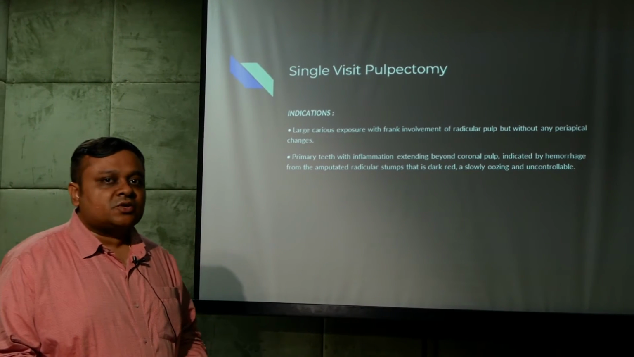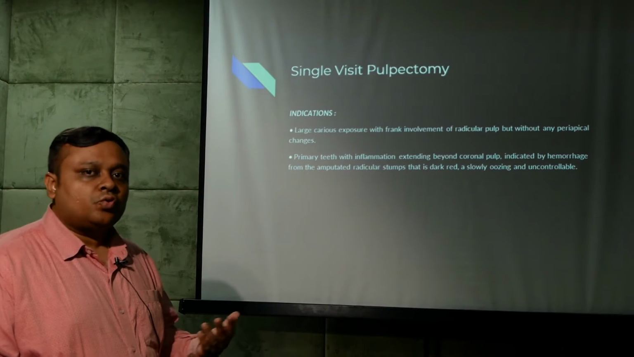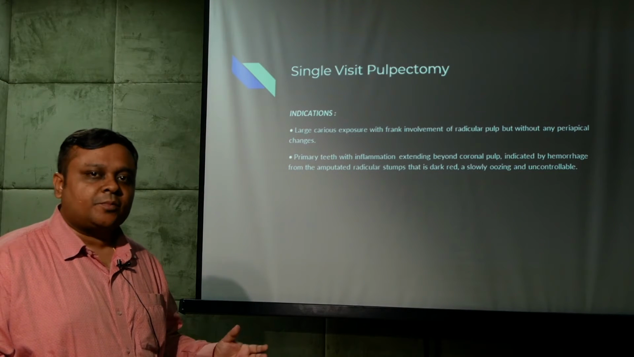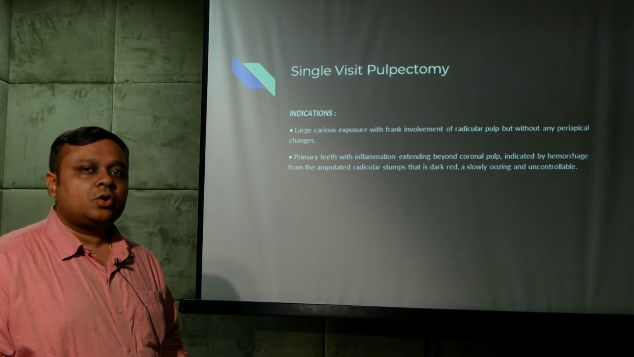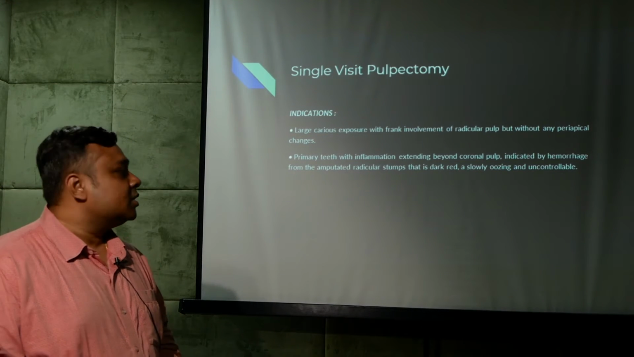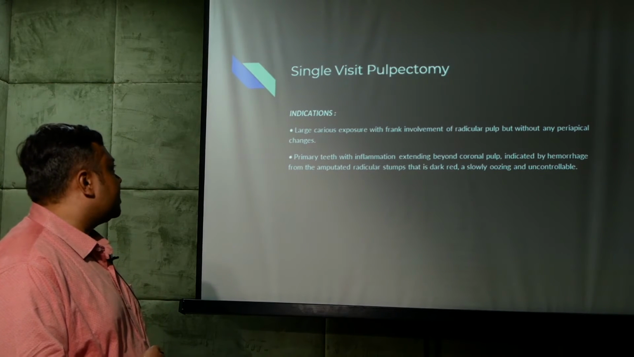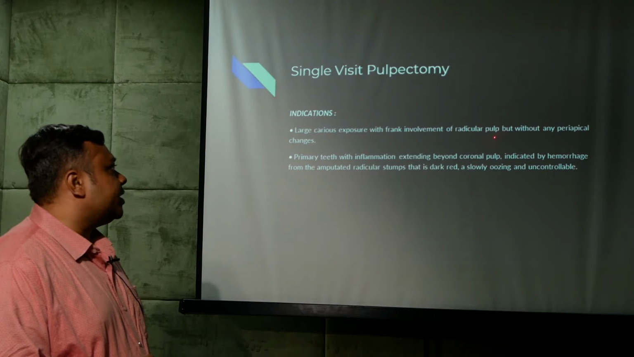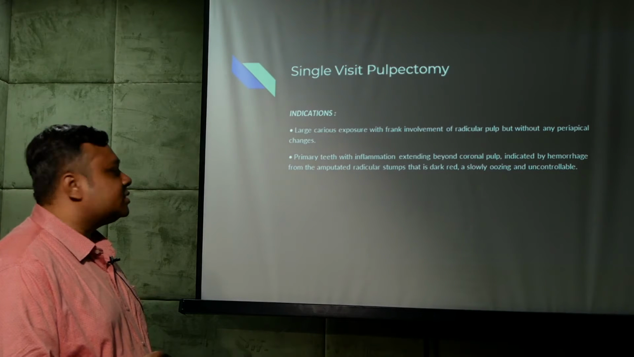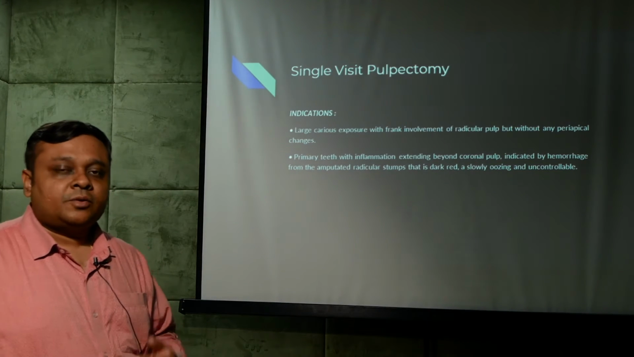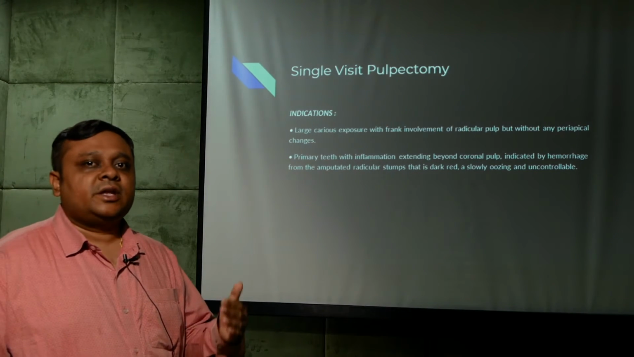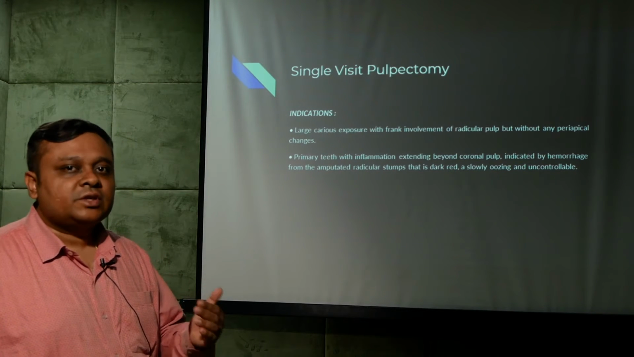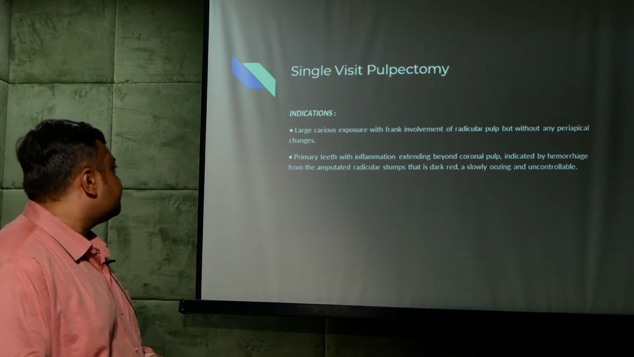So pulpectomy is divided into two parts: either a single visit pulpectomy, in which we do the entire procedure in a single appointment, or a multiple visit pulpectomy. Single visit pulpectomy indications are: large carious exposure with frank involvement of the radicular pulp but without any periapical changes, that is, a tooth which has a caries exposure of pulp but no periapical changes, so we can go for a single visit pulpectomy.